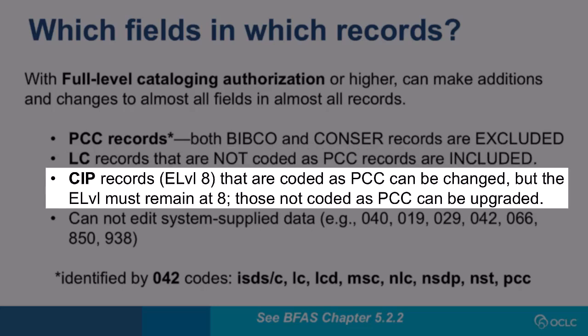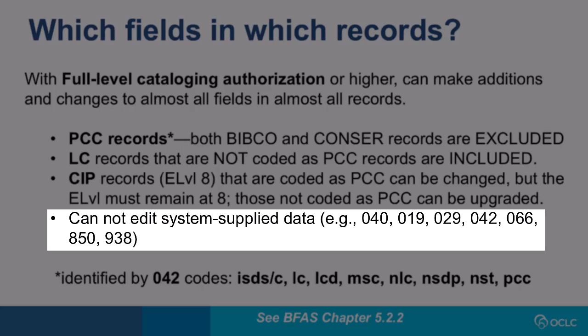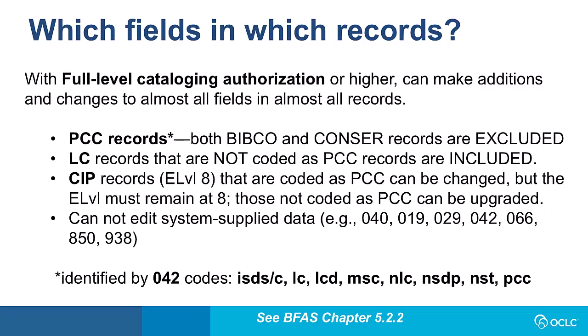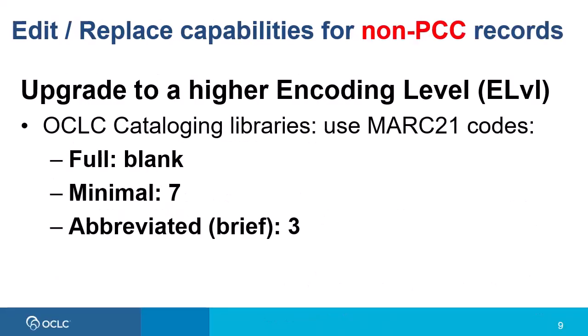CIP records, encoding level 8 records that are coded as PCC can be changed, but the encoding level must remain at 8. Those not coded as PCC can be upgraded. And you cannot edit system-supplied fields. These details can be found in Bib Formats and Standards Chapter 5.2.2. When you edit non-PCC records, you may also upgrade the record to a higher encoding level if you've added certain fields to meet the requirements.